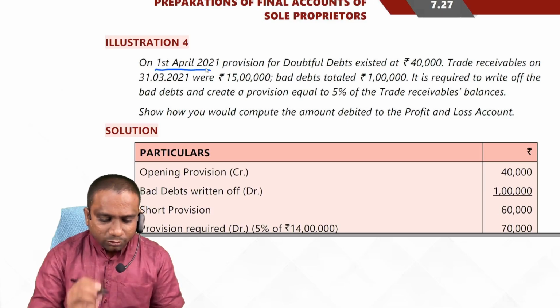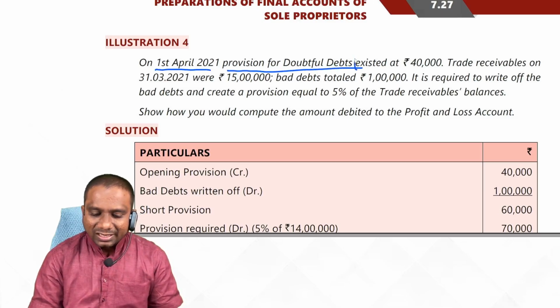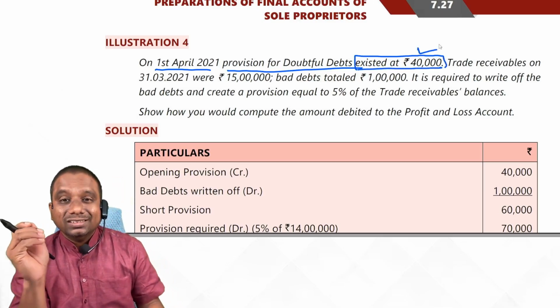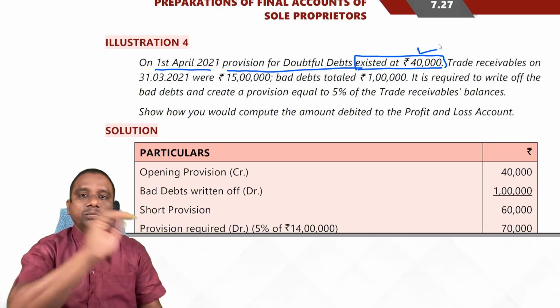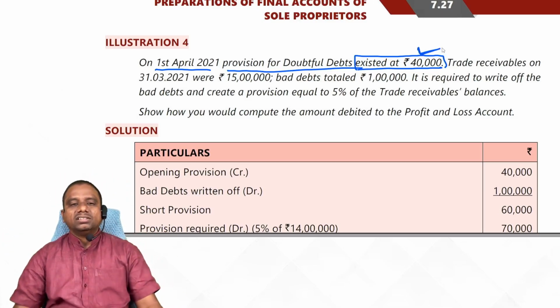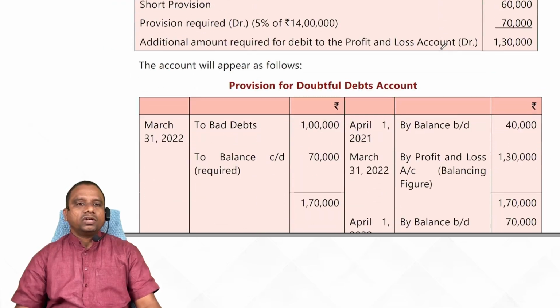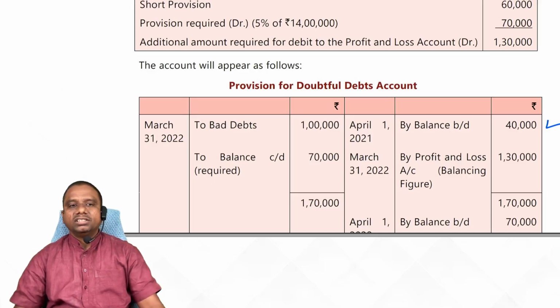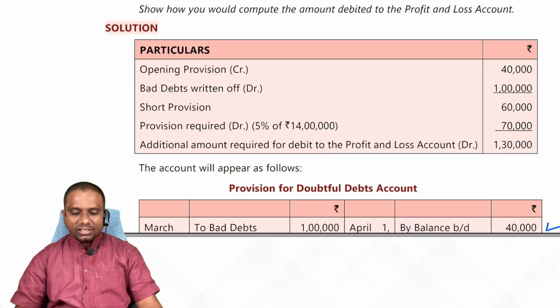On 1st April 2021, provision for doubtful debts existed at 40,000. Existed at 40,000 means this was calculated in the previous year. Now, when you get this type of opening balance, immediately open the provision for doubtful debts account and write it down on the credit side, because the provision for doubtful debts account shows a credit balance. Next one.